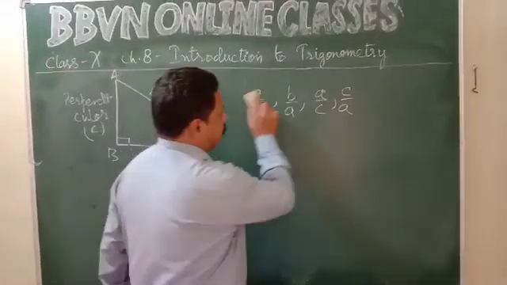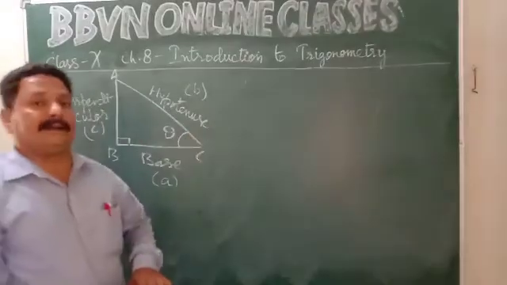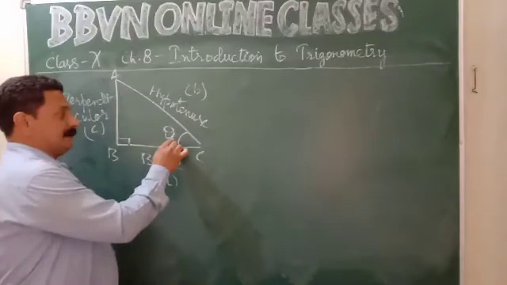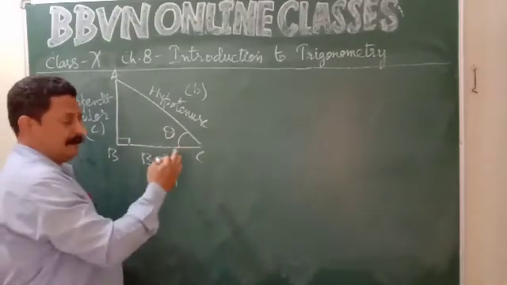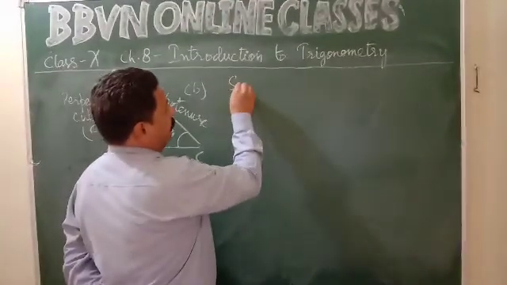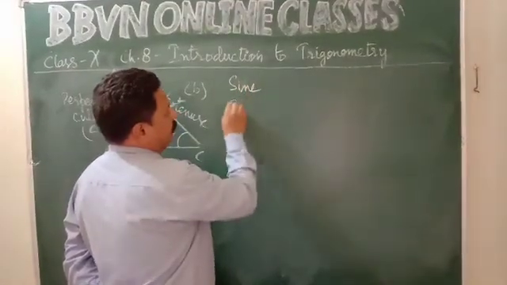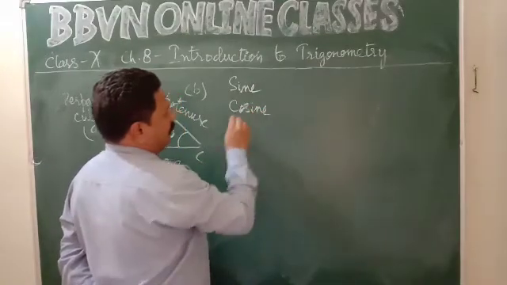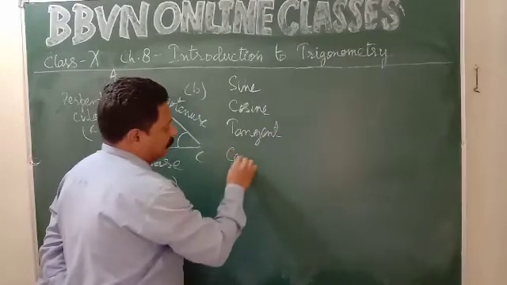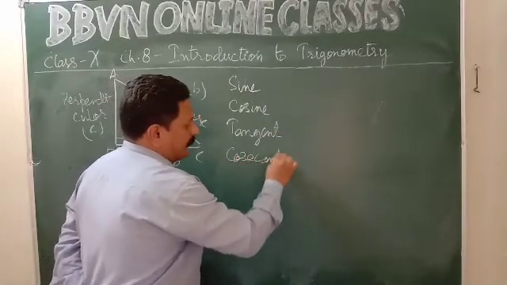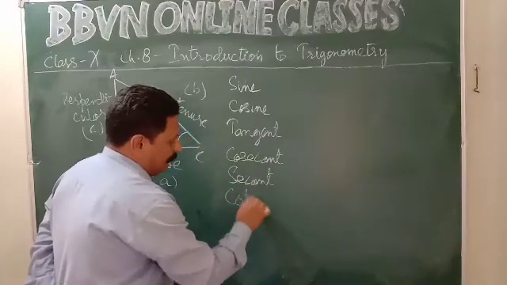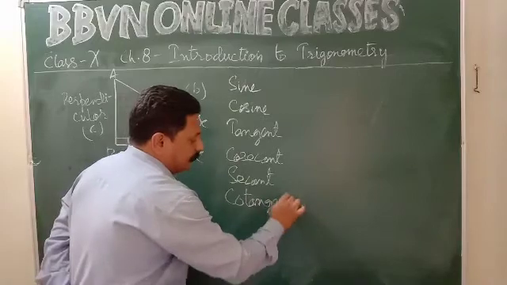Now trigonometric ratios are the ratios for a particular acute angle in the triangle. So if I consider this acute angle, it is represented by theta. The six different trigonometrical ratios are: sine ratio, cosine ratio, tangent ratio, cosecant ratio, secant ratio and cotangent ratio.